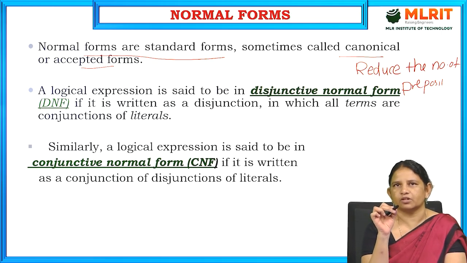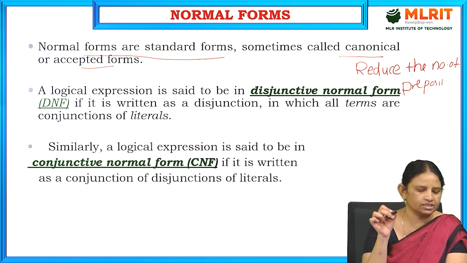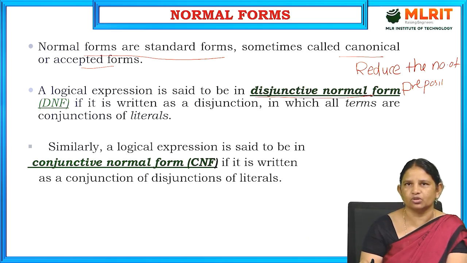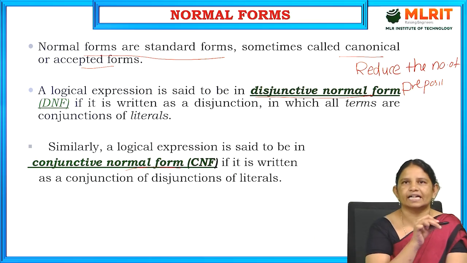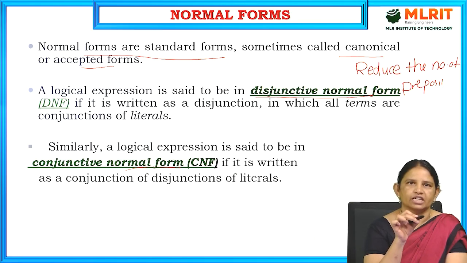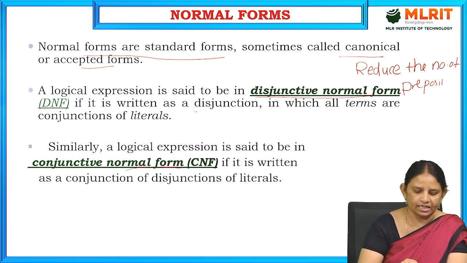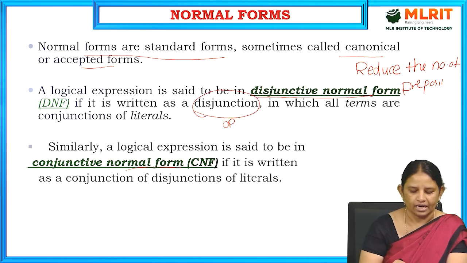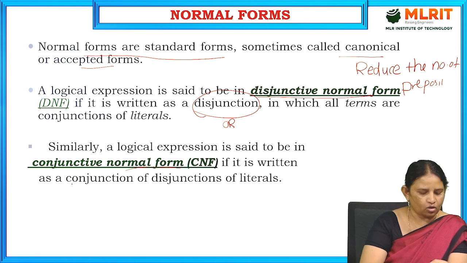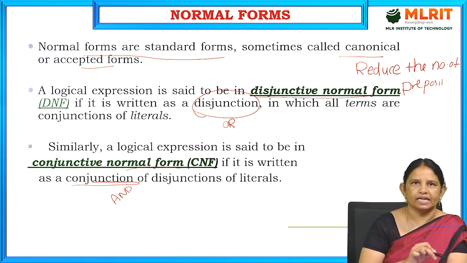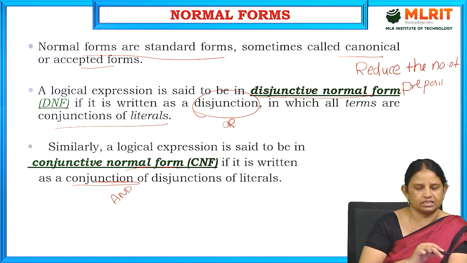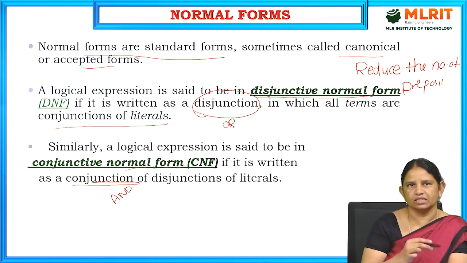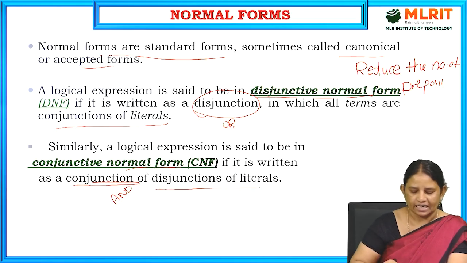Basically, there are two types of normal forms in discrete mathematics. The first one is called the disjunctive normal form. The second one is called the conjunctive normal form. In the disjunctive normal form, the main concentration is on the disjunction symbol, that is, OR. In the conjunctive normal form, we concentrate on the conjunction, that is, AND. So the disjunctive normal form consists of a disjunction of conjunctions of literals, whereas the conjunctive normal form consists of a conjunction of disjunctions of literals.